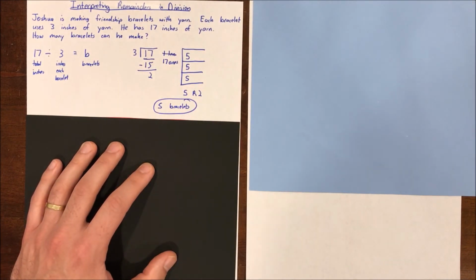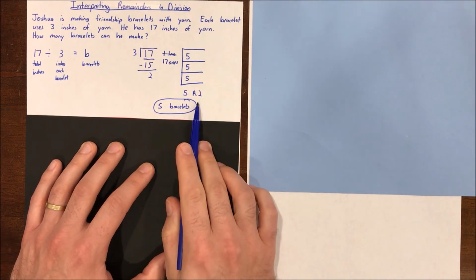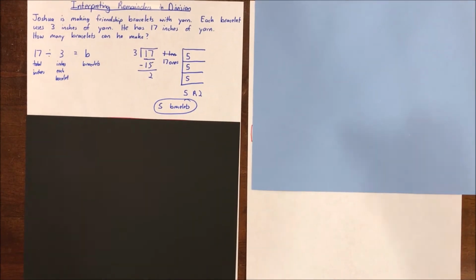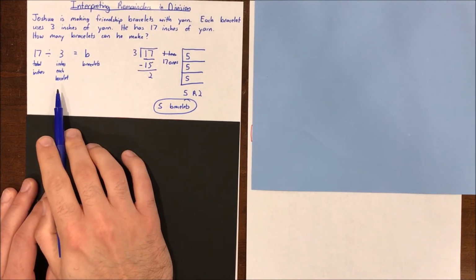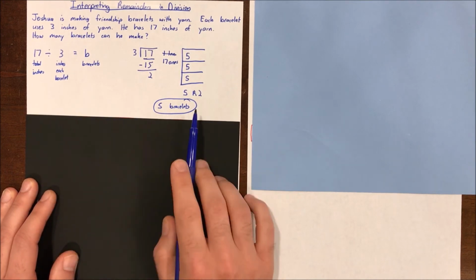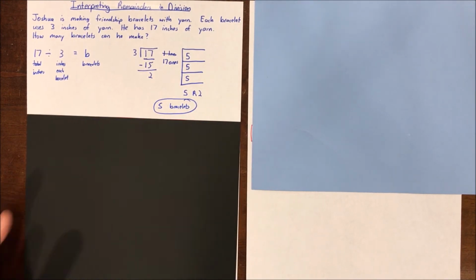Okay, but what about this remainder of 2? What does that mean in this problem? Say it out loud. Yeah, the 2 is 2 inches of yarn that are left over. We're trying to make groups that have 3 inches, right, for each bracelet. So if we have 2 inches left, we can't make another group of that.